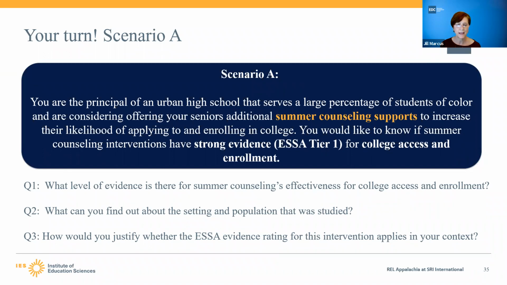For question 3, how would you justify whether the ESSA evidence rating for this intervention applies in this scenario's context? That is, in an urban high school with a large percentage of students of color. To answer that, you would assert your own judgments as to whether this overlap in sample and settings is sufficient, and then provide your rationale.